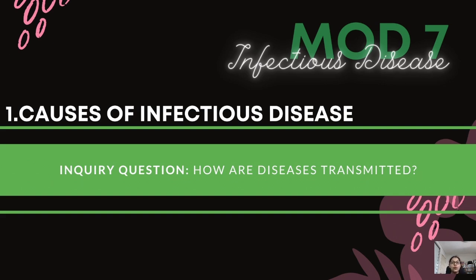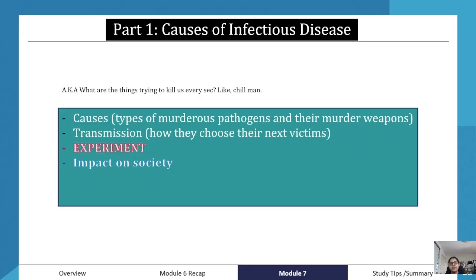Okay, so the first dot point that we're looking at, like always, not always, because the last module had 3 dot points. This one has 4. So the first one is, what are the causes of infectious diseases? So we're looking specifically at the causes of infectious disease. And our inquiry question is, how are diseases transmitted? So how do they go about infecting one person to the other? So how does that happen?